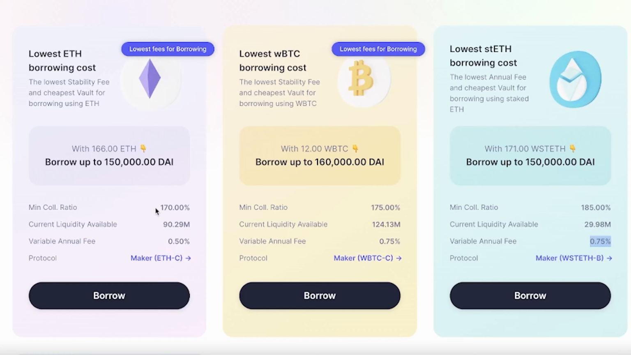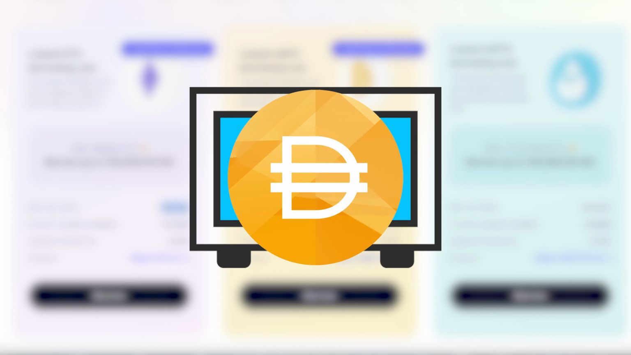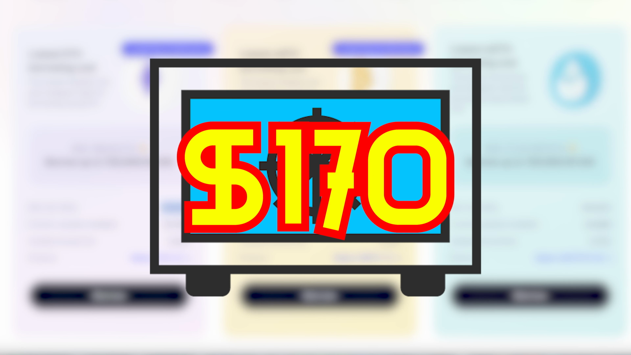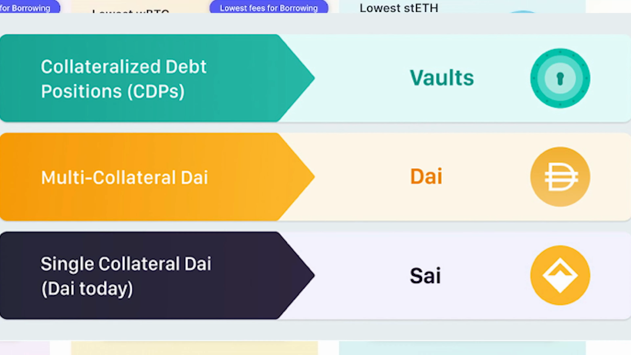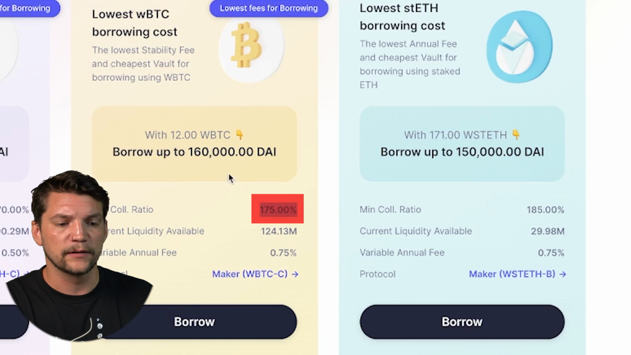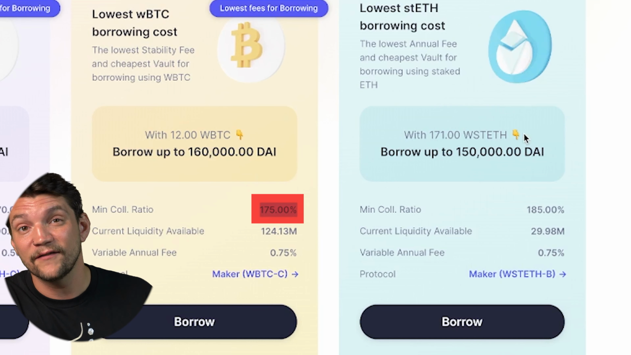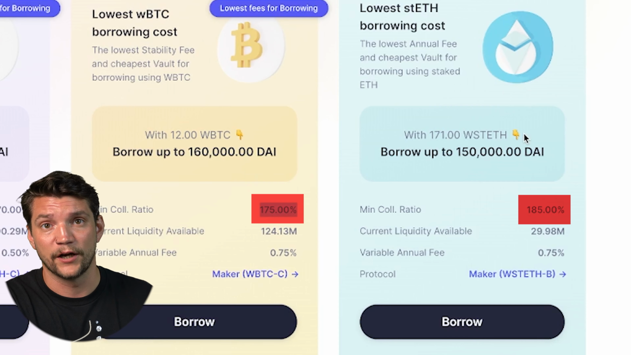Now, these stability fees are not hard-coded in the system. Neither is the collateralization ratio. You can see that with Ethereum, it's 170% collateralization ratio, which means that in order to print $100 worth of DAI, you need to deposit at least $170 worth of Ethereum. But the collateralization ratio is not the same across different collateral types. So Bitcoin requires a higher collateralization ratio, and staked ETH requires an even larger collateralization ratio.